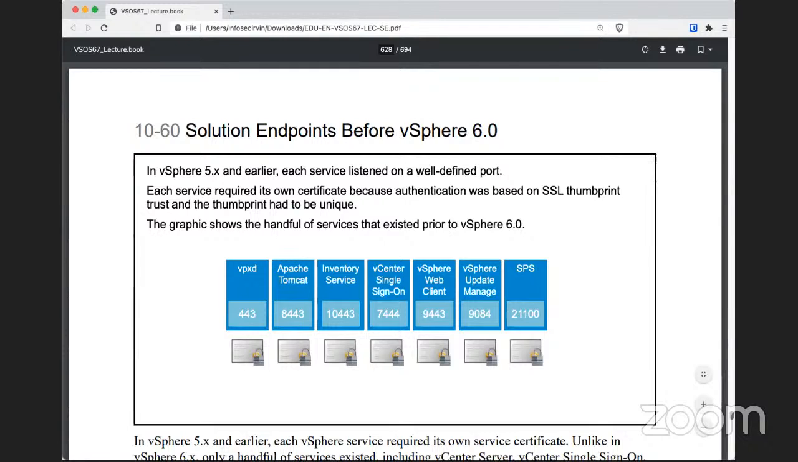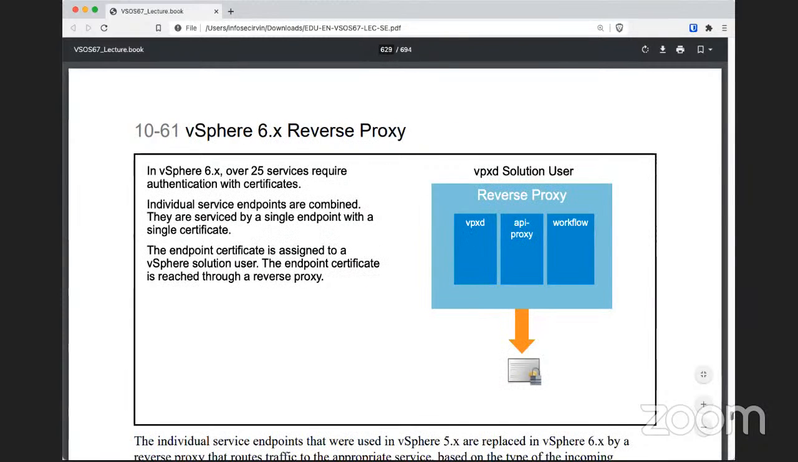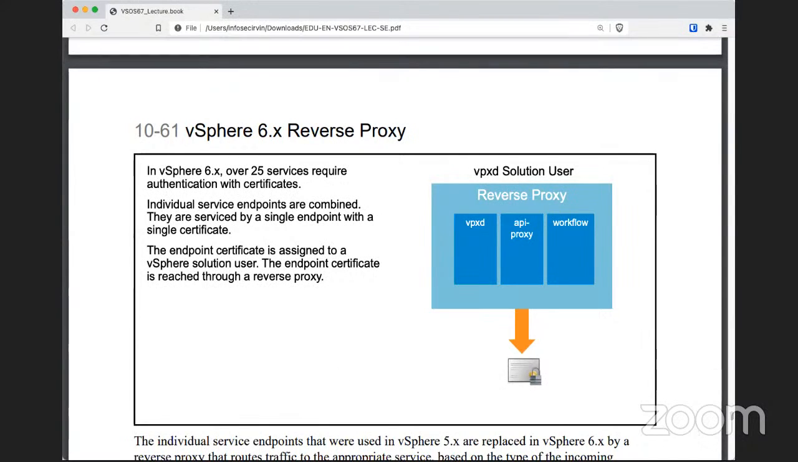Since 6.0, we have various services that are running, each with its own certificate, in order to be unique, again, to ensure multiple communication across the board is secure. So here are the number of ports that are being used. In 6.0 and above, you're using over 25 services that require authentication with certificates. Each of these endpoints can be combined through a reverse proxy.